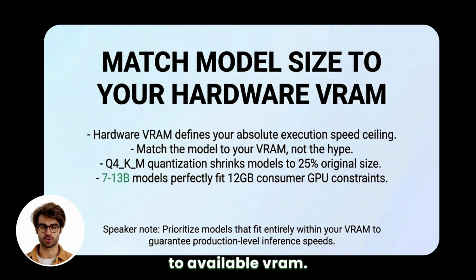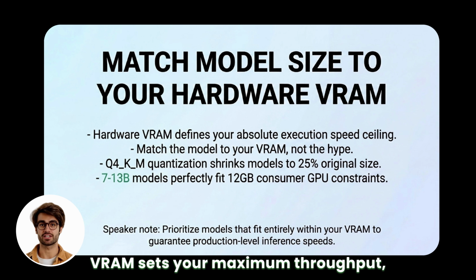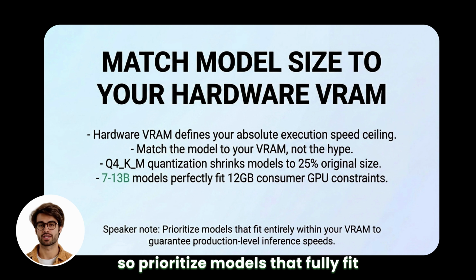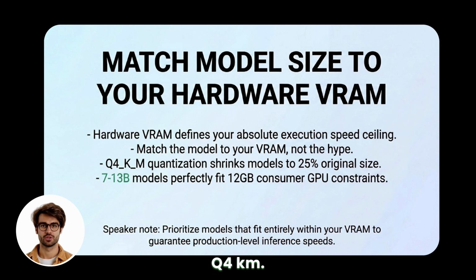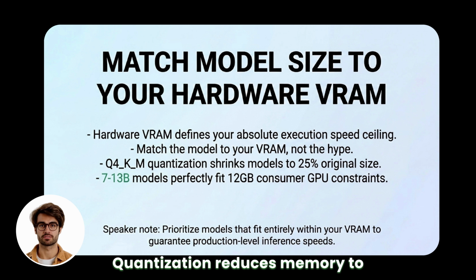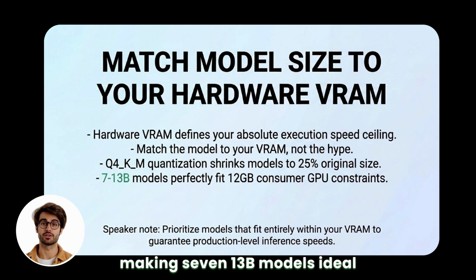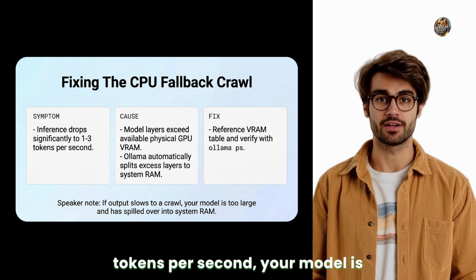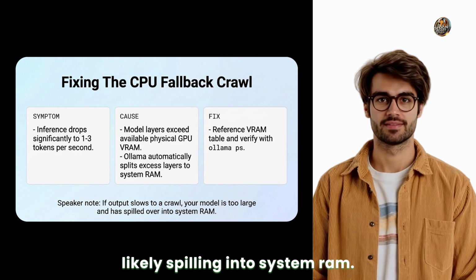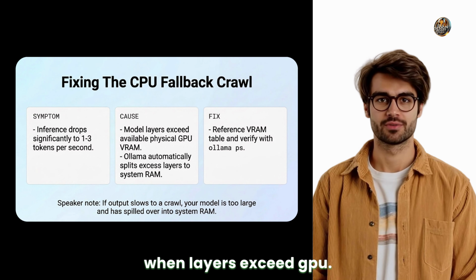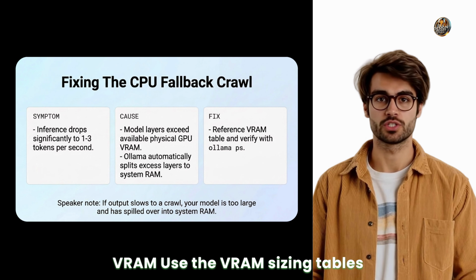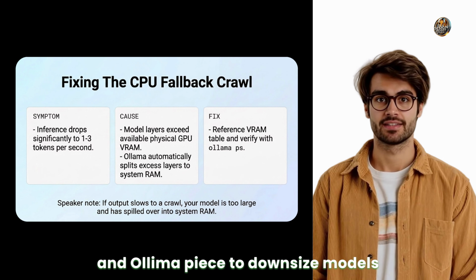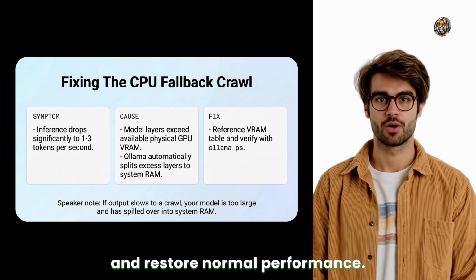Always match model size to available VRAM. VRAM sets your maximum throughput, so prioritize models that fully fit. Q4_K_M quantization reduces memory to about 25% of original size, making 7 to 13B models ideal for typical 12GB consumer GPUs. If inference slows to 1 to 3 tokens per second, your model is likely spilling into system RAM. This CPU fallback occurs when layers exceed GPU VRAM. Use the VRAM sizing tables and ollama ps to downsize models and restore normal performance.